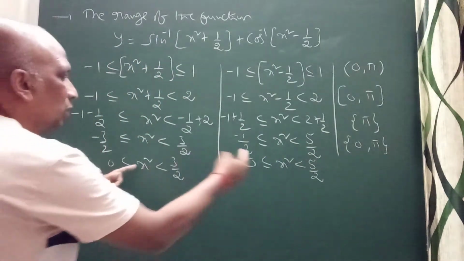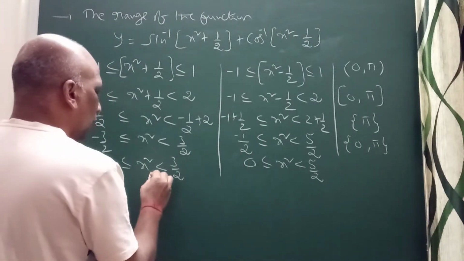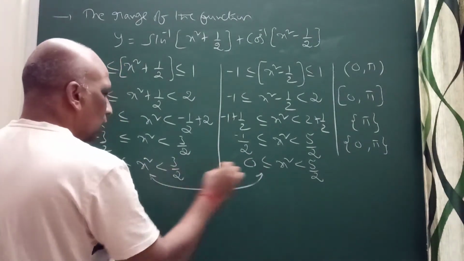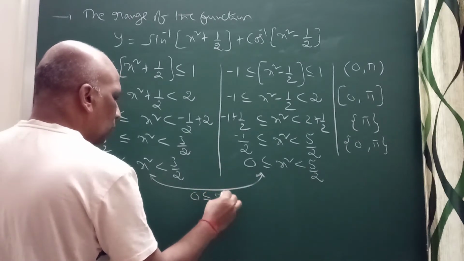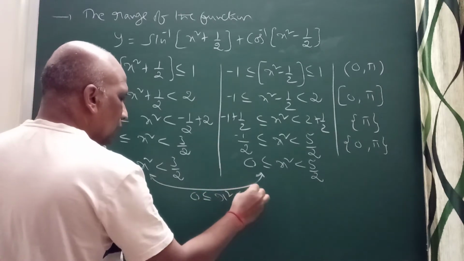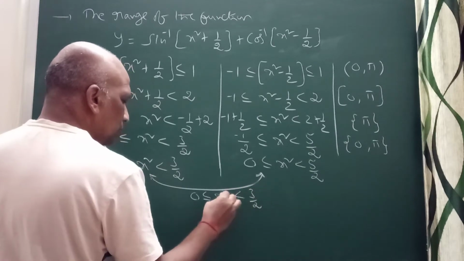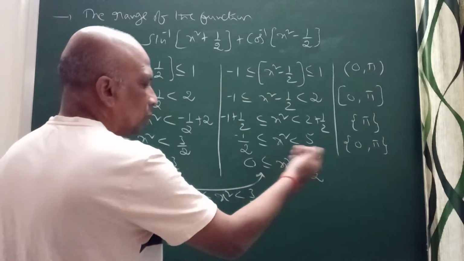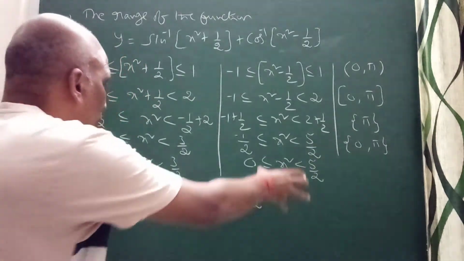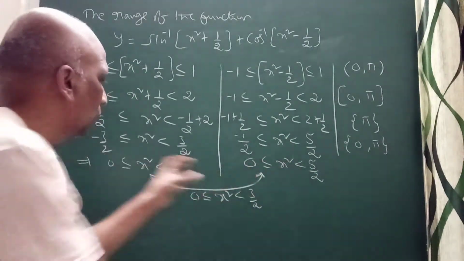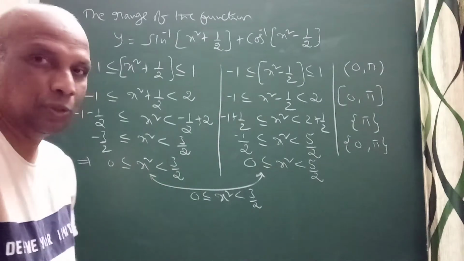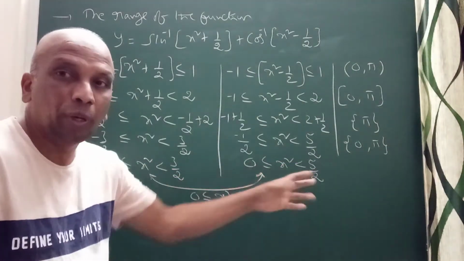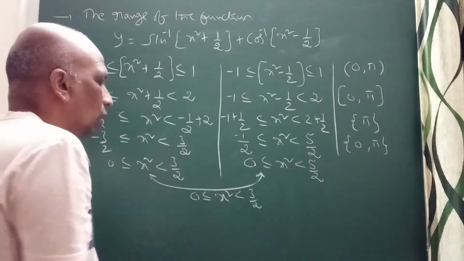So combining these two, I can write 0 less than or equal to x square less than 3 by 2. I should take the common domain of these two. I am talking about x square. The common domain of these two is 0 less than or equal to x square less than 3 by 2, because one is 1.4 and the other is 2.4, and the common value will be only this one.